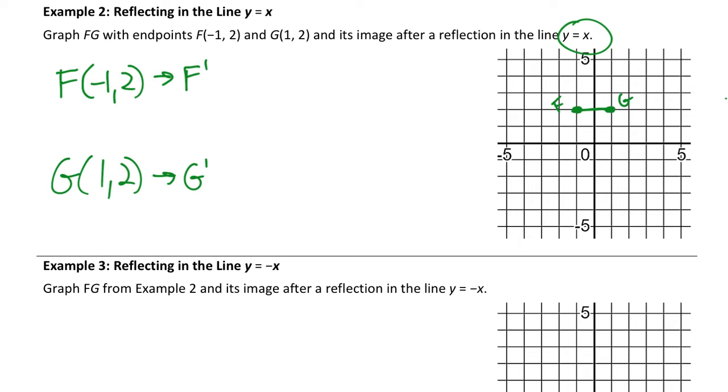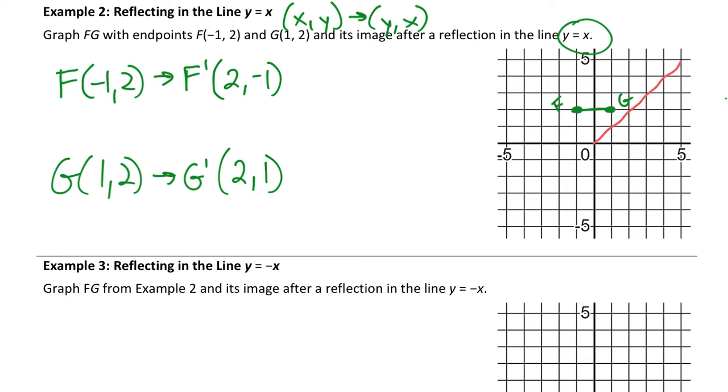If you look at your rules, the way this should look on your sheet is that you start with the point (x, y), and it gets transformed into the point (y, x), which essentially means that x and y are swapped. So the image of F is just going to become 2, -1. The image of G is going to become 2, 1. All x and y did was change places. That's literally all that happened. So that line y equals x is really this line of reflection. It's a line through the origin with a slope of 1.